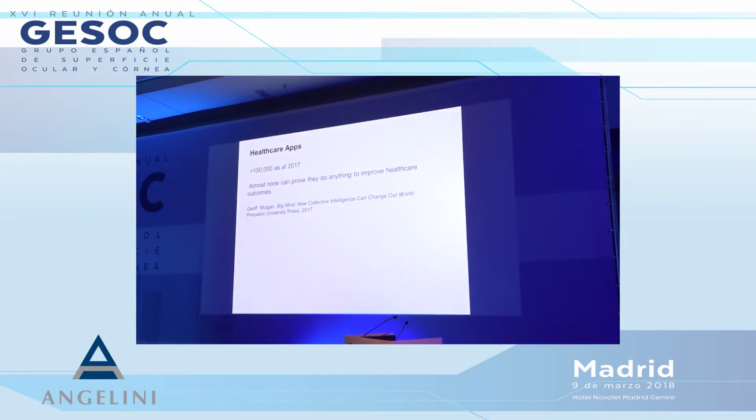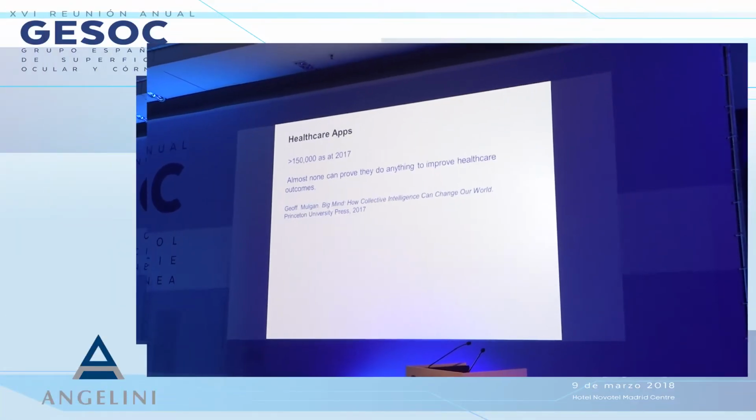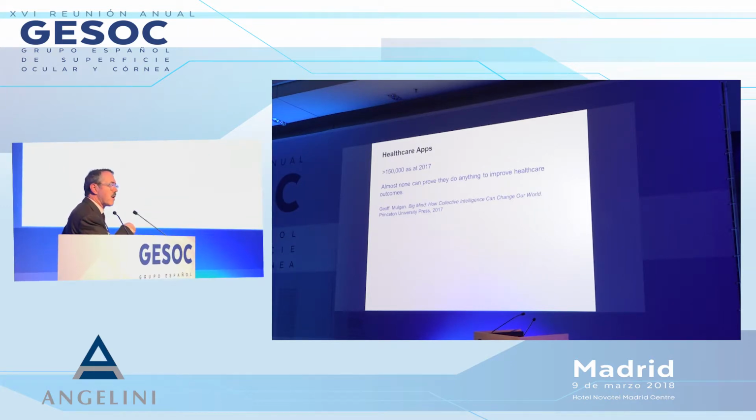So the whole field of healthcare apps is quite new. A few months ago, there were over 150,000 healthcare apps available. Note this comment. Very interesting piece of comment from Jeff Mulgan. Almost none of those 150,000 or more apps have been shown to improve healthcare outcomes. And I'm not showing you something that necessarily will improve healthcare outcomes, but it will make, at least in our institution, the information more readily available to ophthalmologists, whether very junior or very senior colleagues of my own. So we're talking really about making more information available.